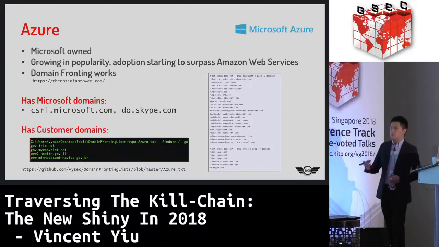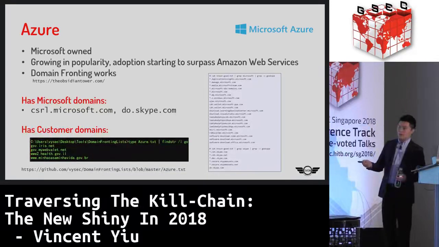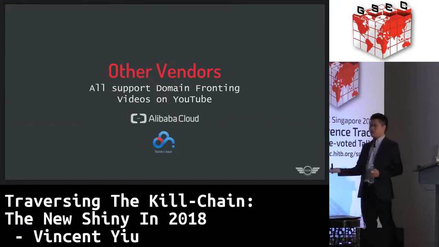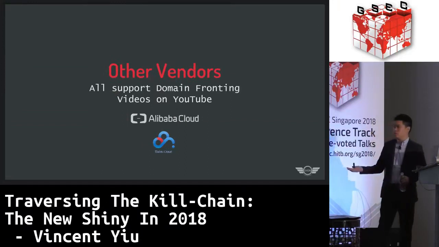You can use domains such as csrl.microsoft.com or Skype. And there are actually also customer domains that use Azure, like I said. So there are government domains there as well. I've got a list here down on my GitHub as well. And there are the other vendors. I haven't gone into it in the presentation, but there are YouTube videos on my channel that you can also watch, and I go through the demonstration of setting it up and getting it working.